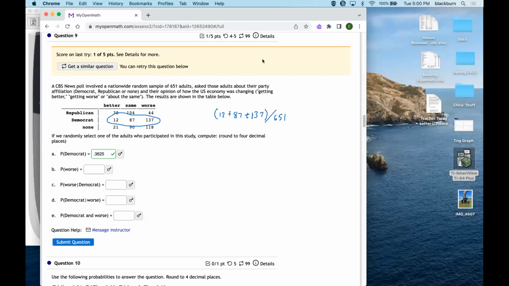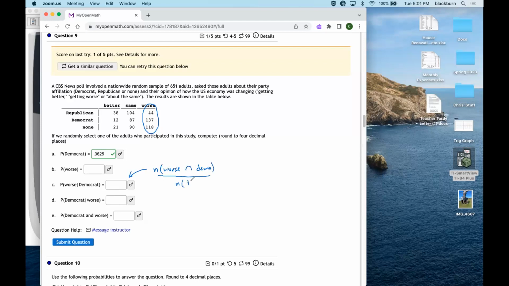So for the probability that the randomly selected person thinks the economy is worse, you would add those three numbers and divide by 651. I'm not sure what that works out to be, but I think you all can handle that one. And then the probability that the economy is worse, given that you chose a Democrat. Okay, let's talk about that one. This is going to be the number of people who thought the economy was worse and are a Democrat, divided by the number of Democrats, according to that formula that I just wrote up above.